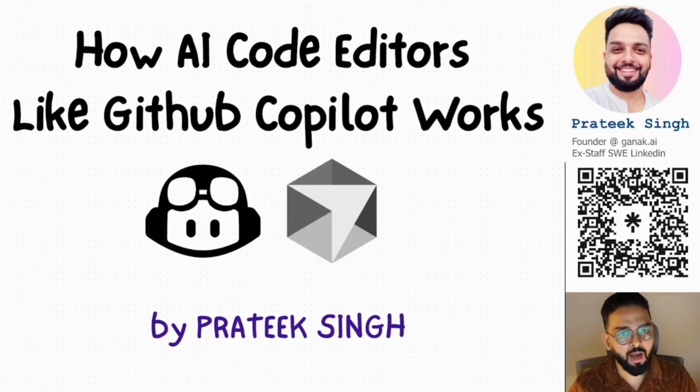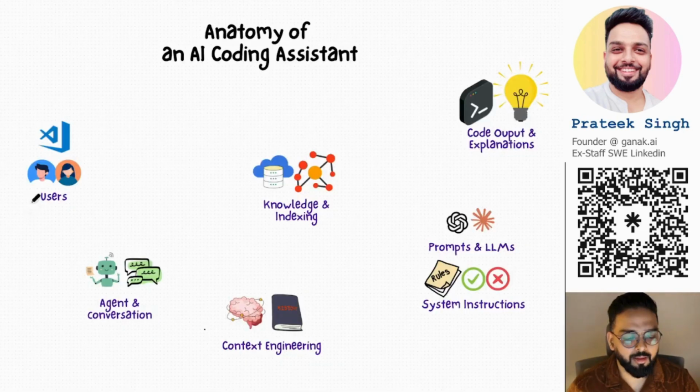Have you ever wondered how AI code editors like GitHub Copilot work? How does it seem to read your mind while you code? You basically type a few lines and boom, a whole function appears. Here is what is happening under the hood.